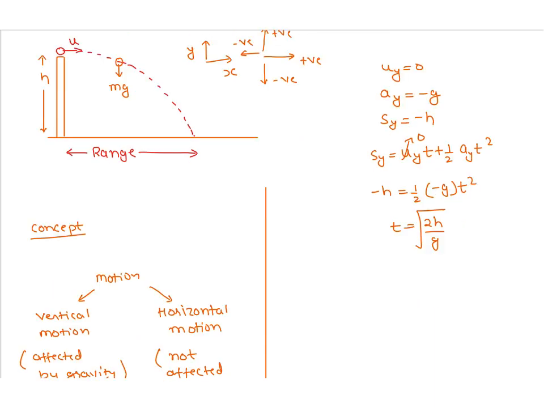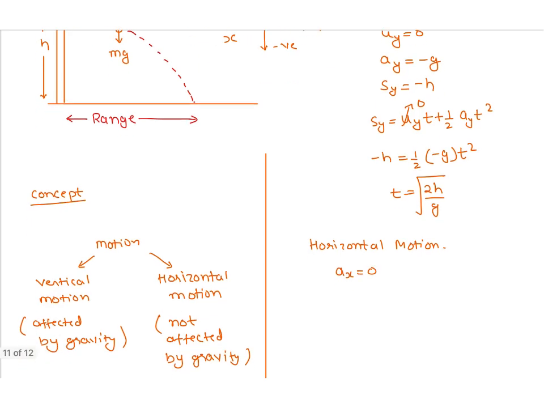Now, horizontal motion. This should be very clear: there is no acceleration in horizontal direction because no force is acting on particle in x direction. The only force is gravitational force, which is acting in y direction or vertical direction. So there is no force in x direction. So I can say acceleration in x direction is zero, and therefore range in this case will be equal to velocity into time, because acceleration is zero.